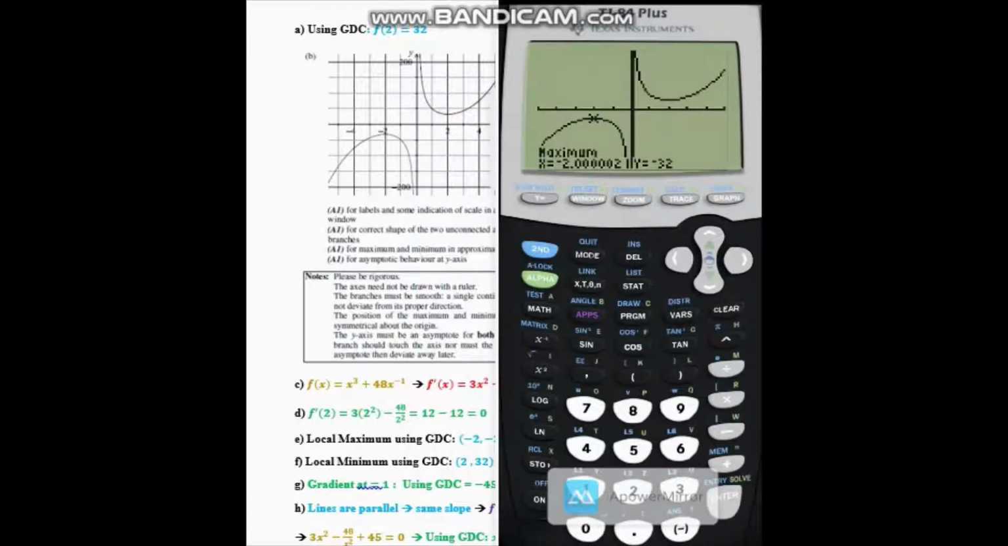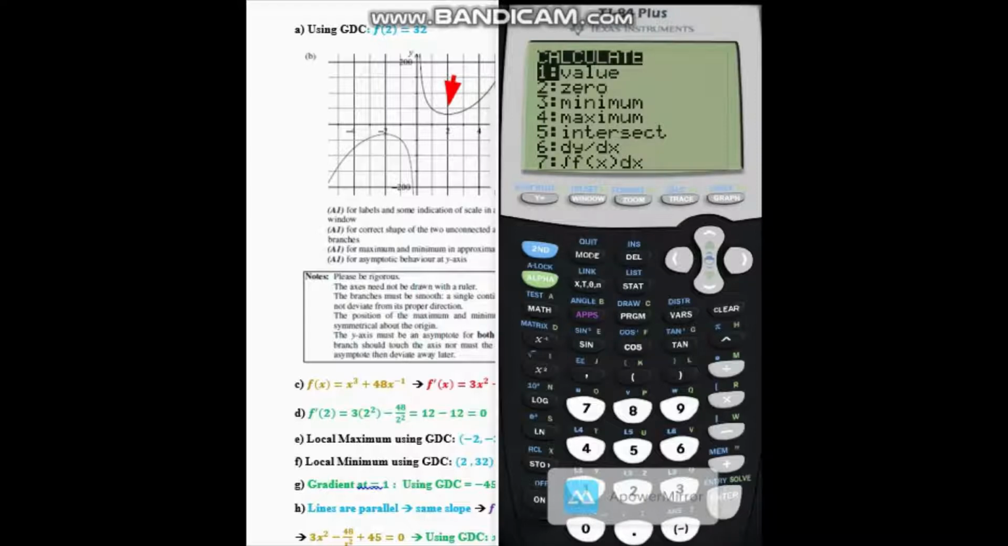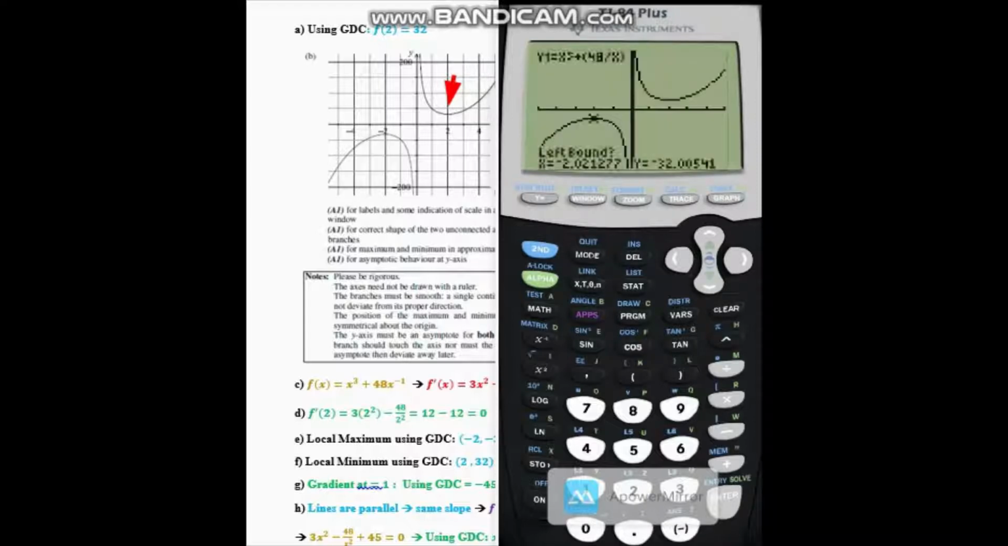And the way I found this minimum point was using the GDC as follows. Second, trace minimum. I provide a left bound and a right bound and a guess, and the calculator tells me that the minimum exists at 2 and 32, which are the coordinates that I've used.